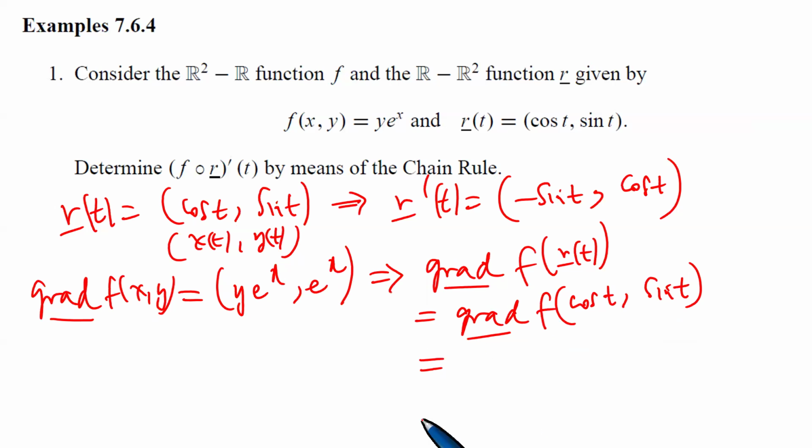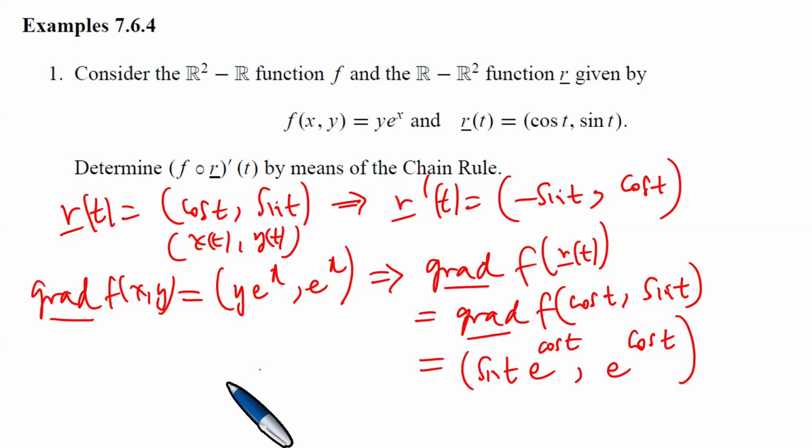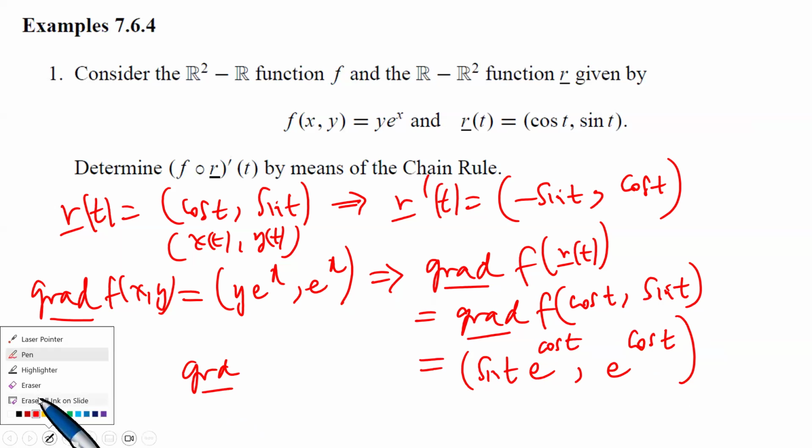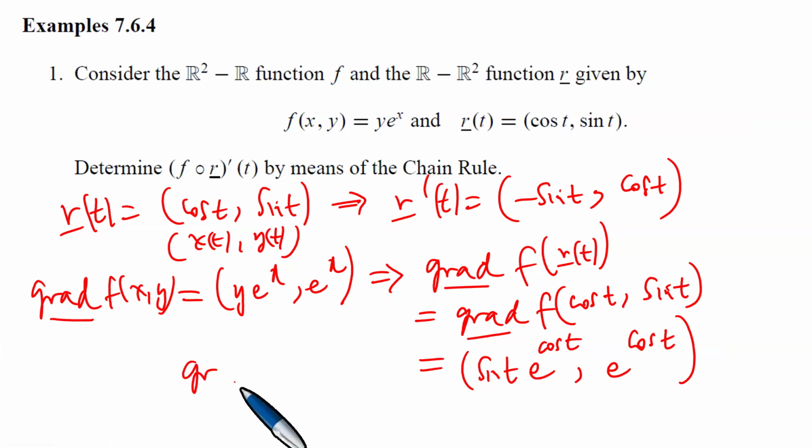Now, what are we able to do out of this? We know very well that whenever we have the gradient, the gradient is already this, of the x and the y. You have the y first. What is the y? Sine t. E to the power x, where x is cosine t. And with e to the power x, x is cosine t. So this is what we have. We have the gradient of f.